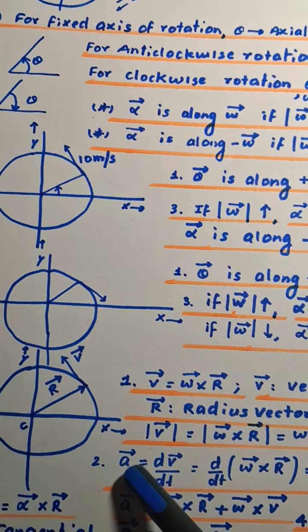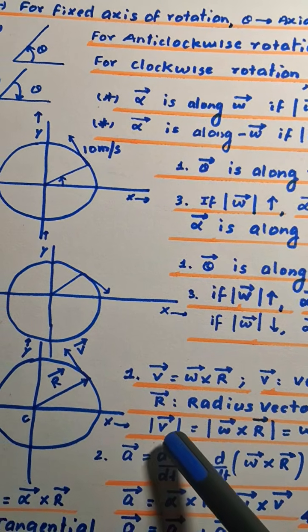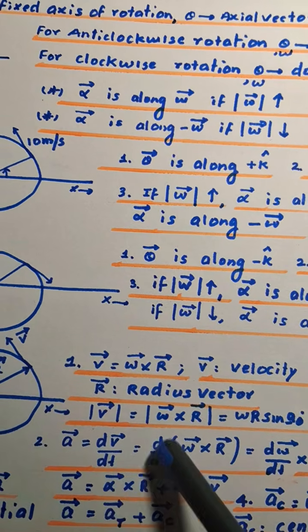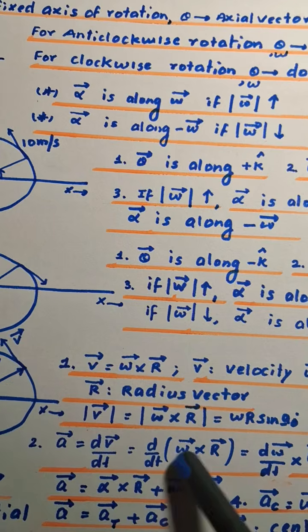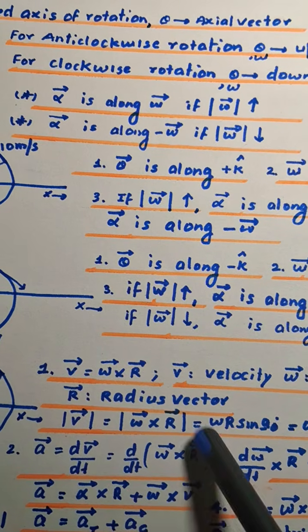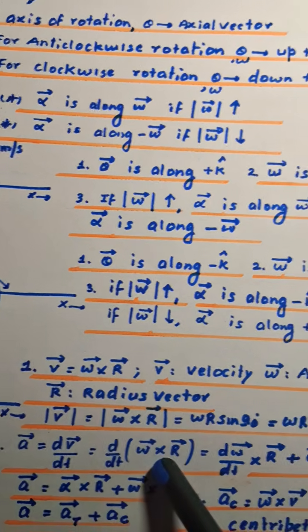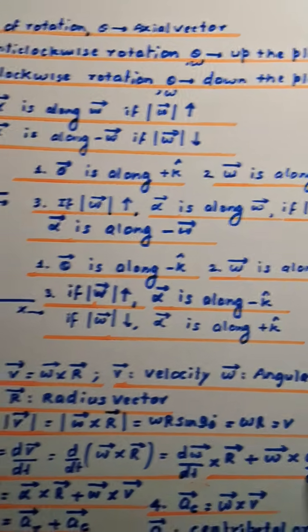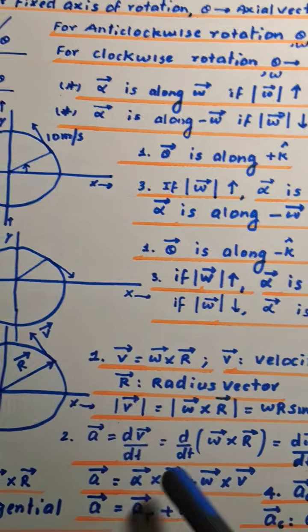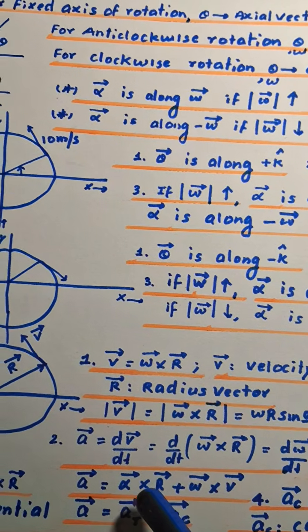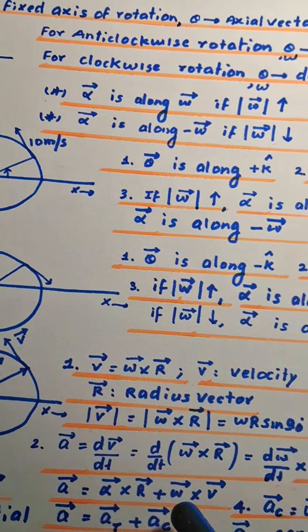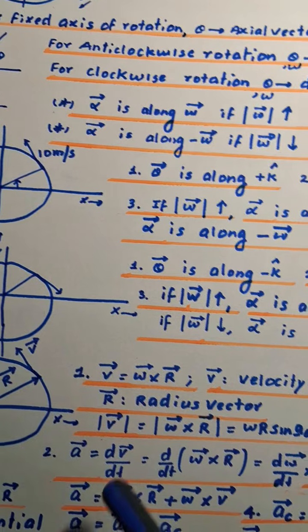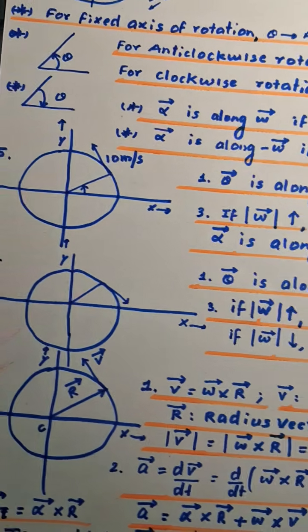Now coming back to acceleration, we know that acceleration is dv by dt, that is, differentiation of velocity with respect to time. This can be written as d by dt, substituting v as omega cross r. Now applying the uv rule in this differentiation, we have d omega by dt cross r plus omega cross dr by dt. Now this d omega by dt is the angular acceleration alpha. So a can be written as alpha cross r plus omega cross dr by dt, and this dr by dt is the velocity v. So we have acceleration as alpha cross r plus omega cross v.